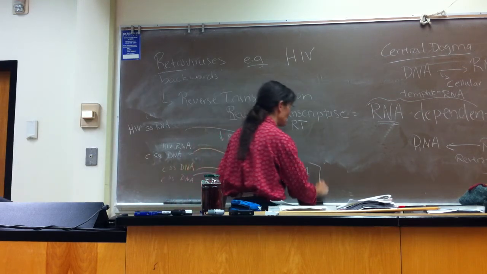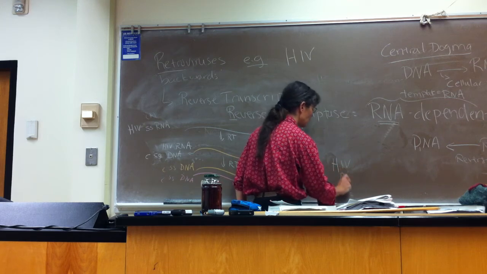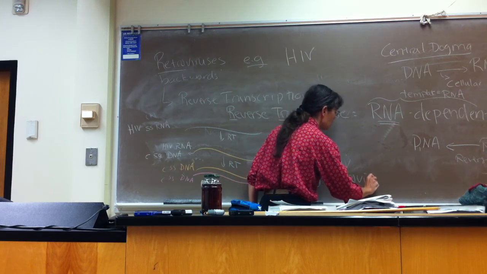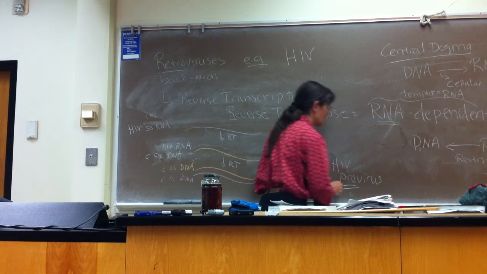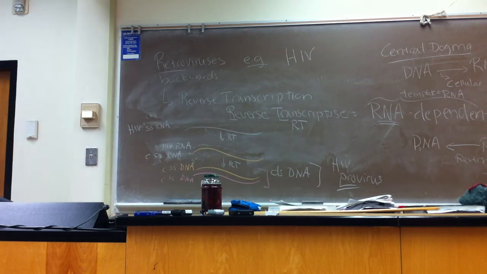Just so we have some way to discuss it, let's call this HIV provirus. And maybe provirus sounds a little bit like prophage, when we were talking about the temperate bacteriophage lambda. What happened in the lysogenic cycle of lambda phage? What happened to the lambda DNA? Where did it go?